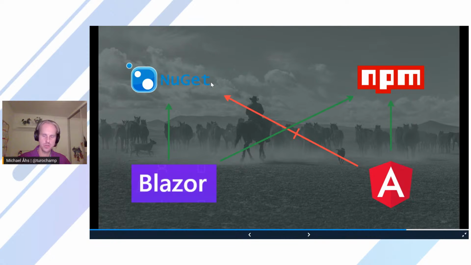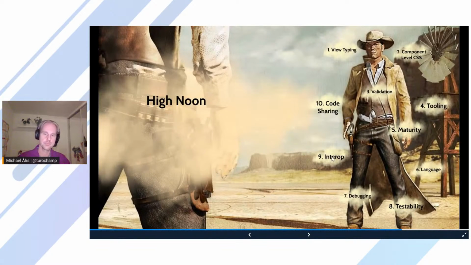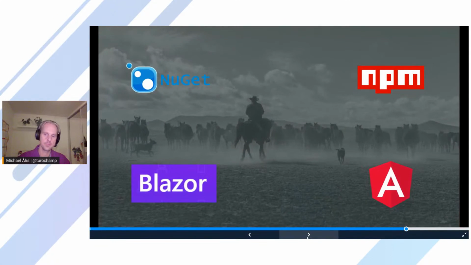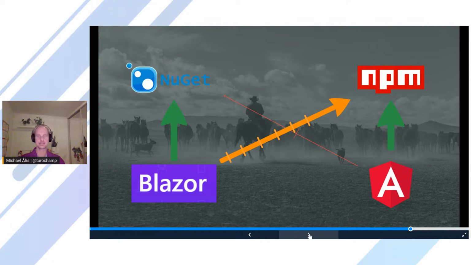So this looks like a Blazor win, but actually it's not like that, because, oops, I'm going in the wrong direction. Oops. What's going on? Because in actuality, it's like this. There's no reason for an Angular developer to start using things in NuGet. Everything you could possibly need is in npm.